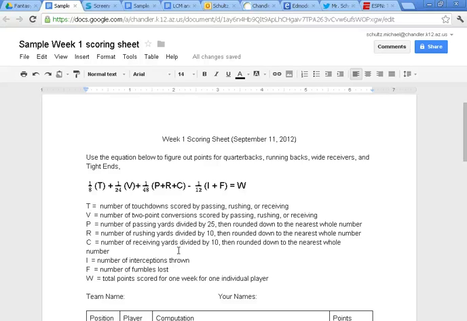Alright, I'm going to show you guys how to find the stats and do a little of the scoring for fantasy football. So I picked some random players for week 1, and I'm going to show you how to find the stats for them. Okay, so here's the equation we're using: 1/8 T plus 1/24 V, blah, blah, blah. Now you see what everything stands for, because that's important.